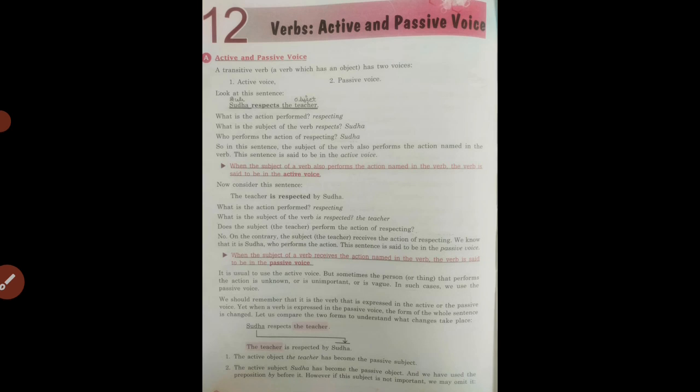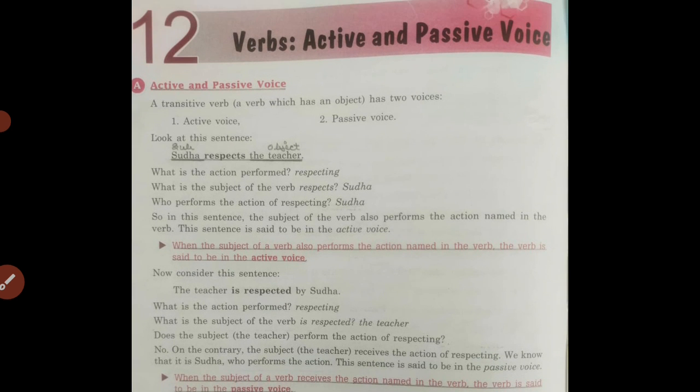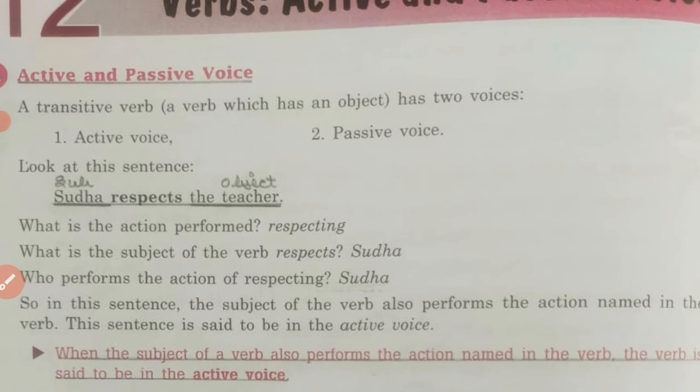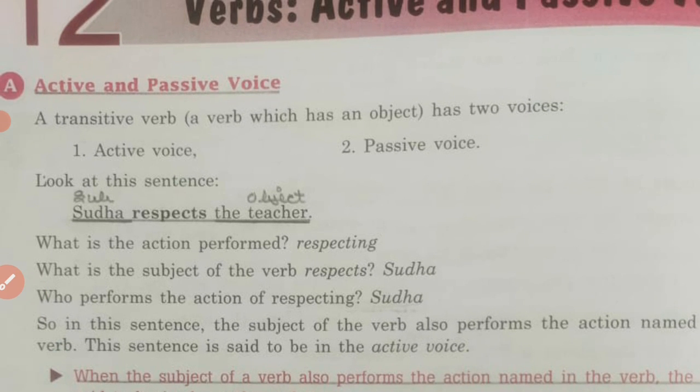Today, children, we are going to start chapter 12 of English language from your language book, that is Verbs, Active and Passive Voice. So, let us see what is active and passive voice first. A transitive verb is a verb which has an object after it. So, any sentence which has a transitive verb has two voices. First is active voice, second is passive voice.